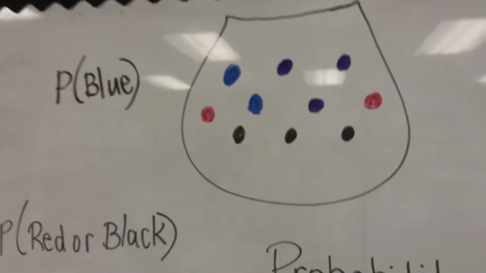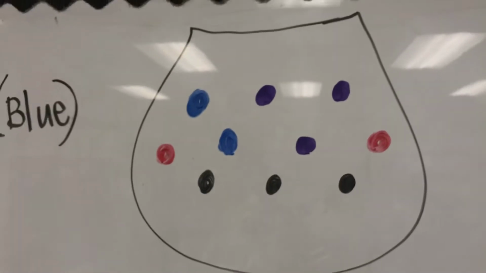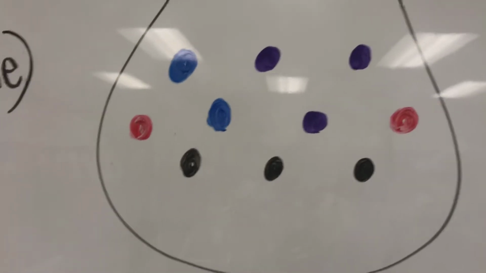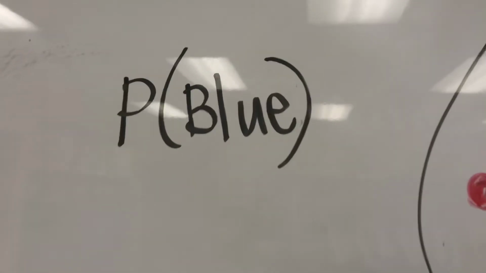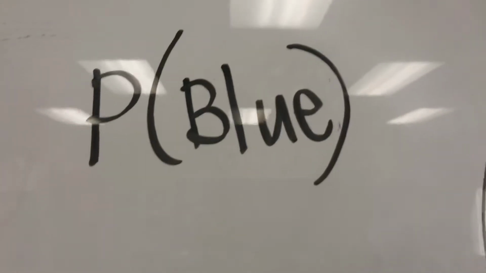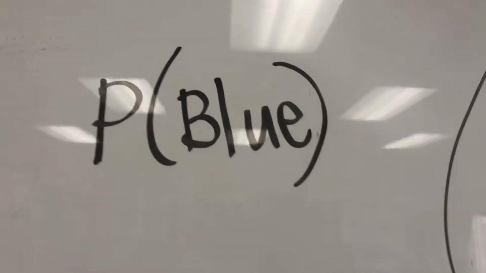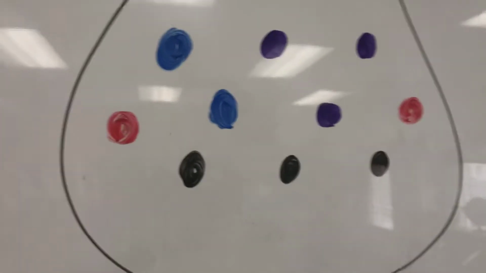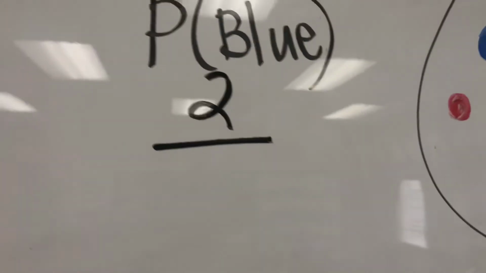So let's say, for instance, I have this bag of marbles, and I would like to see what the probability is of randomly drawing blue. You would have the P for probability, and then you'd have blue in parentheses. Well, the number of favorable outcomes would be the number of blue marbles there are. There are 2. So I'd write a 2 as my numerator.